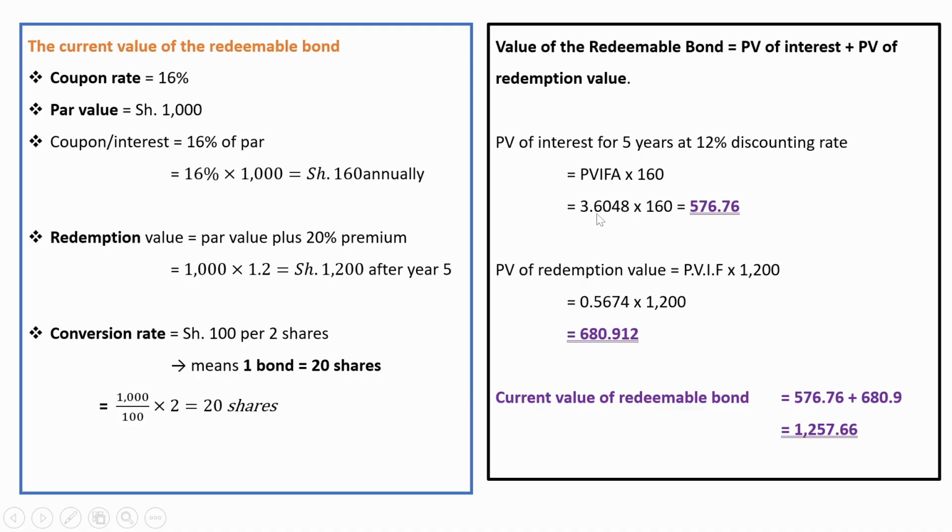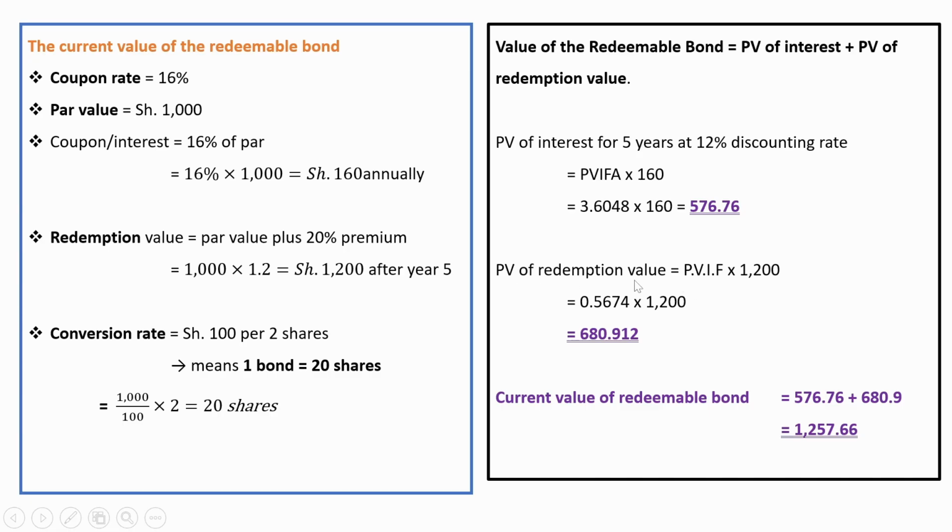You'll get 3.6048 multiplied by 160 will give you 576.76. That is the present value of the interest. So next, find the present value of the redemption value.